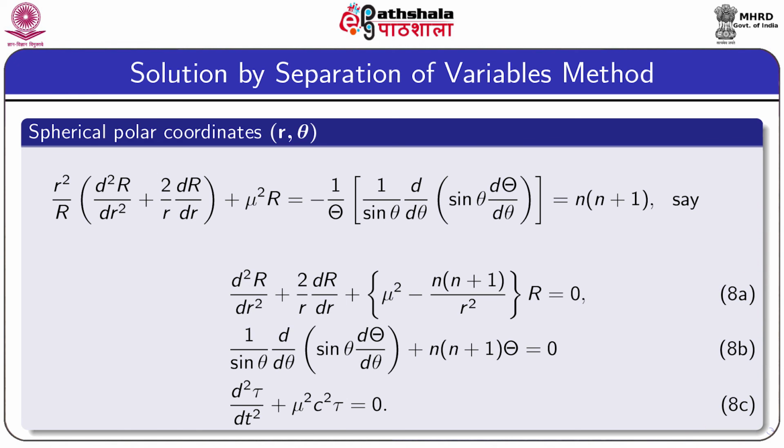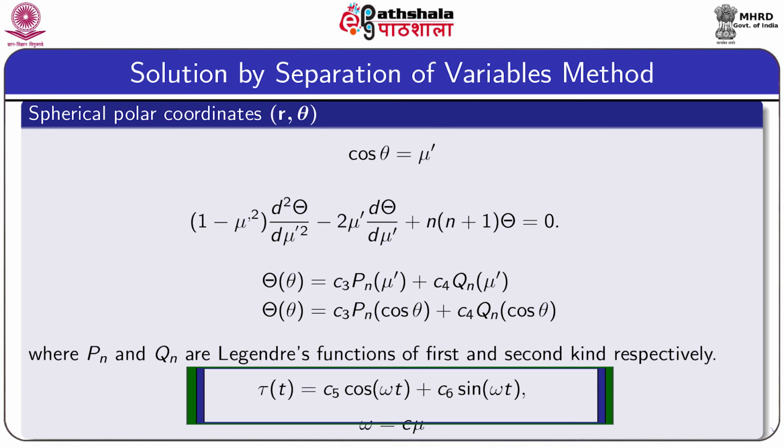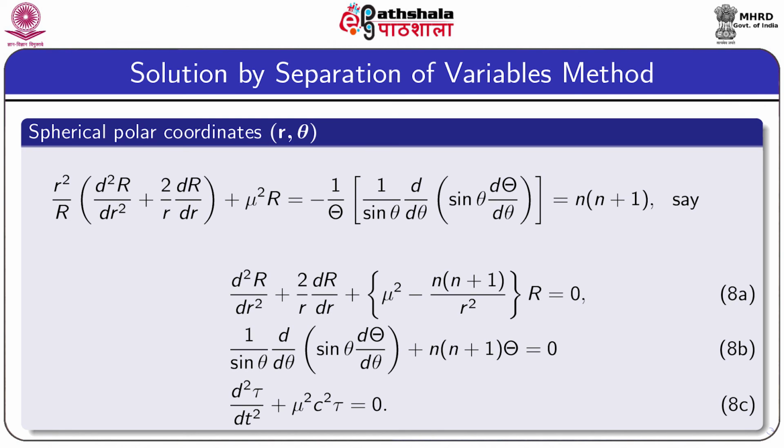So, if you look at these equations, it is easy to find the solution. If you start from the tau equation, the solution is a combination of sine function and cosine function, and the solution can be written here as tau is equal to some constant C5 cos omega t plus C6 sin omega t, where omega is c into mu.